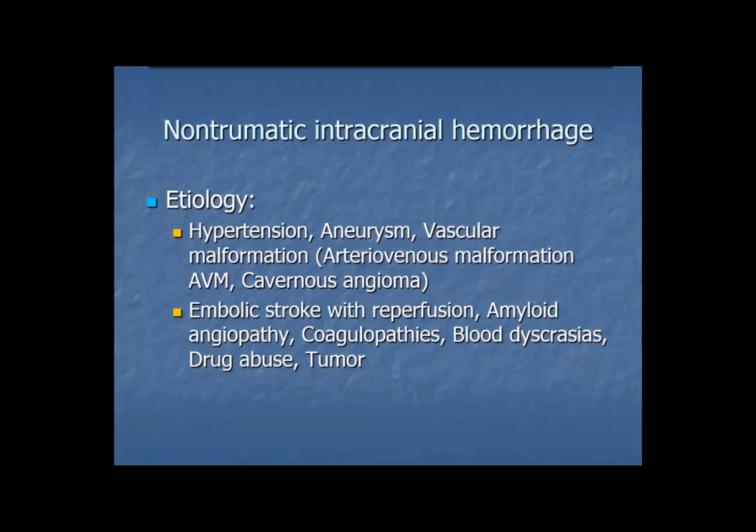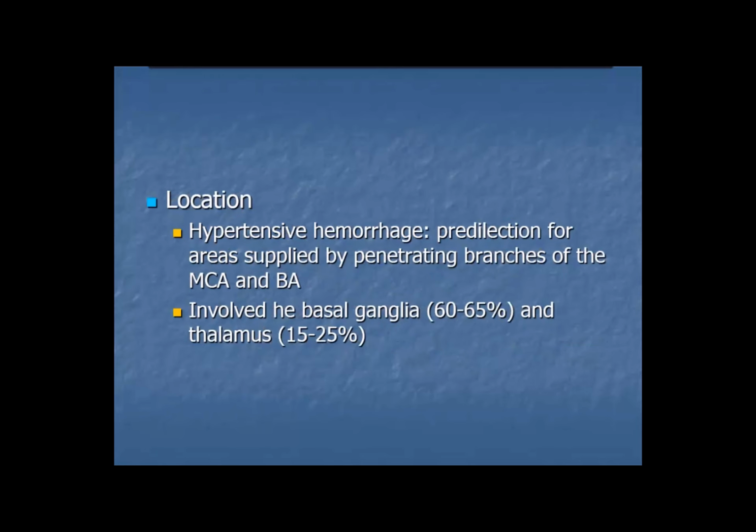The non-traumatic intracranial hemorrhage, the etiology: hypertension, aneurysm, and vascular malformation. Also embolic stroke with reperfusion, amyloid angiopathy, and coagulopathies. Blood dyscrasias, drug abuse, and tumor. Location: hypertensive hemorrhage has a predilection for areas supplied by penetrating branches of the MCA and BA. It involves the basal ganglia in 60 to 65%, and the cerebellum.